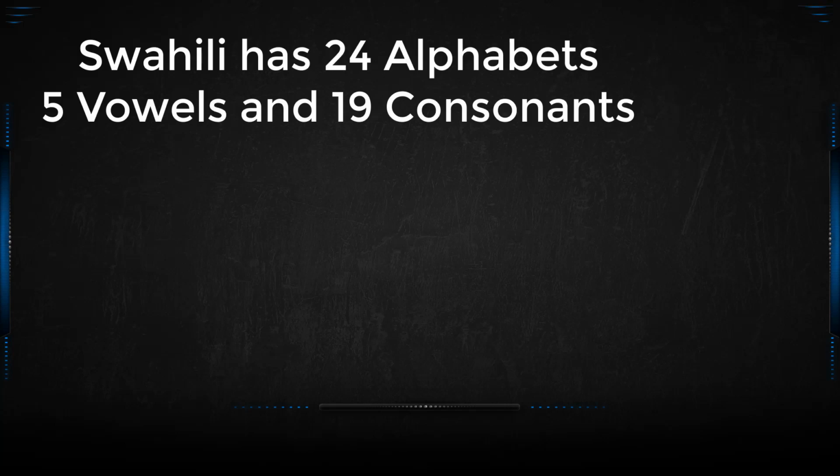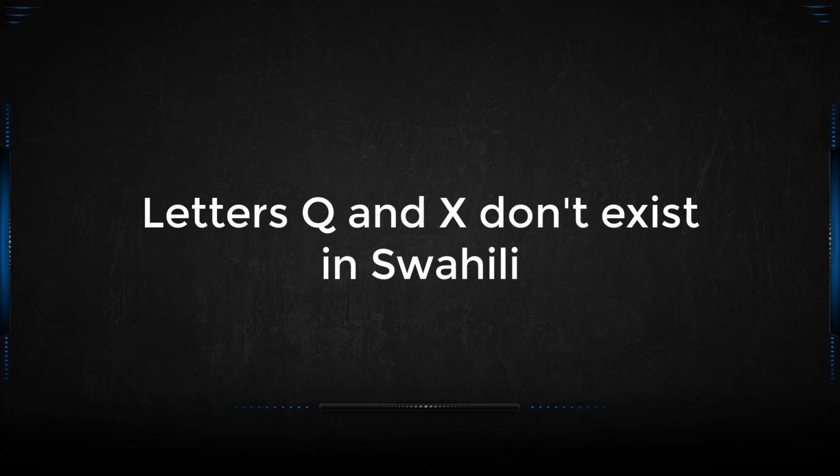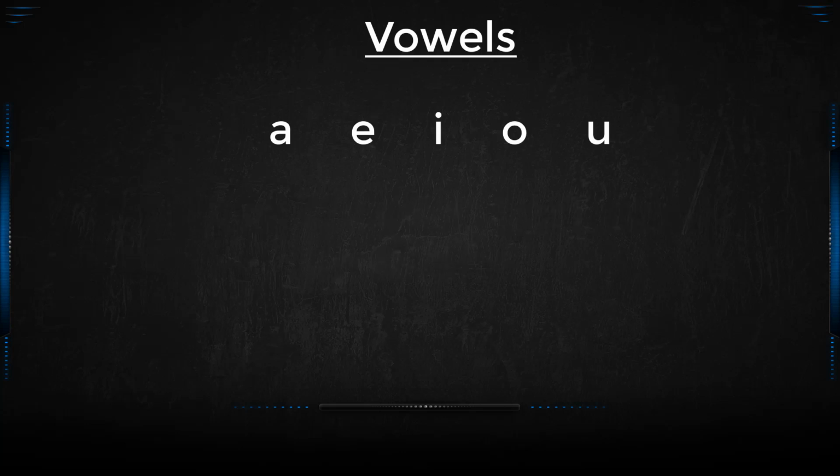Swahili has 24 letters, and out of these, 5 are vowels and the others are consonants, 19 consonants. We don't have the letters X and Q in Swahili. The vowels in Swahili are just the same as the vowels in English, but the pronunciation is what varies.